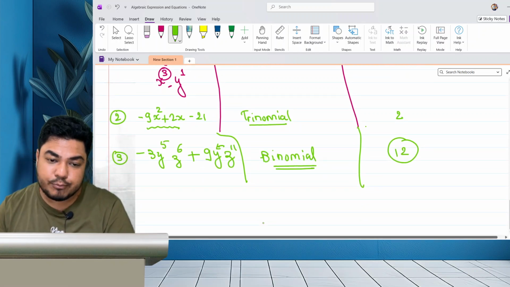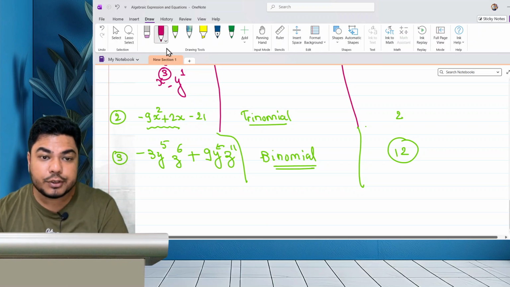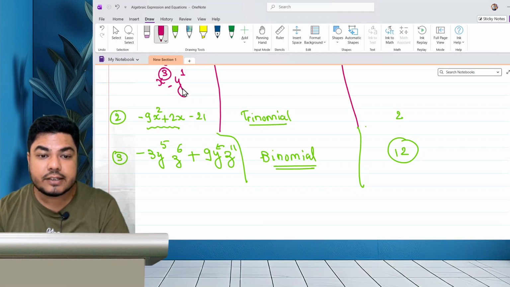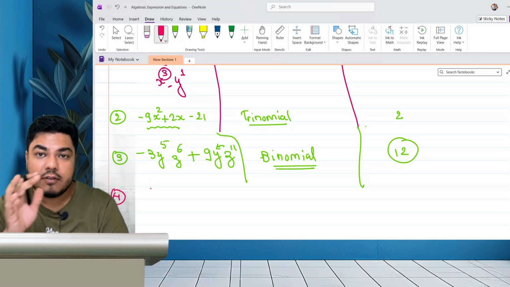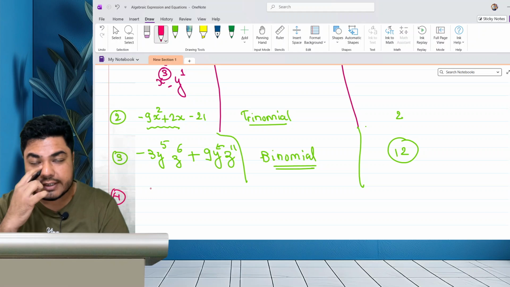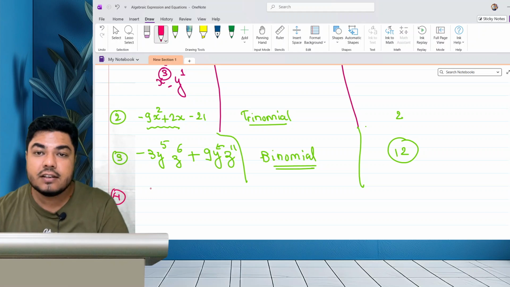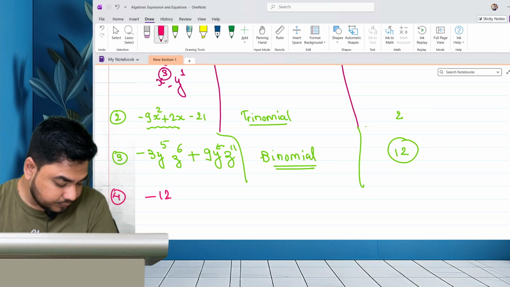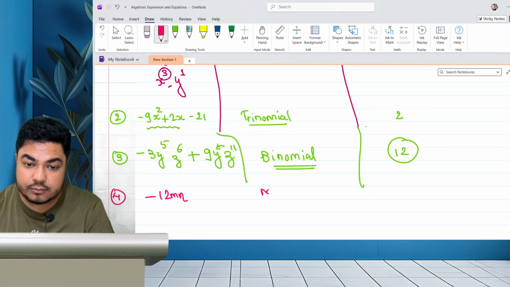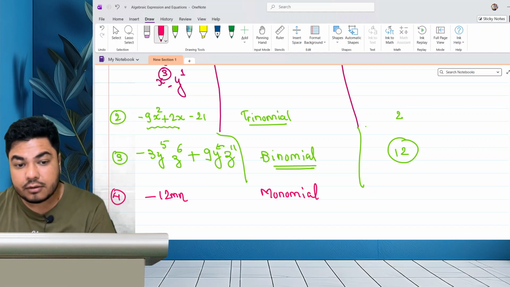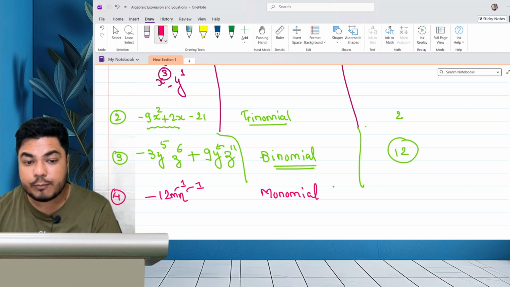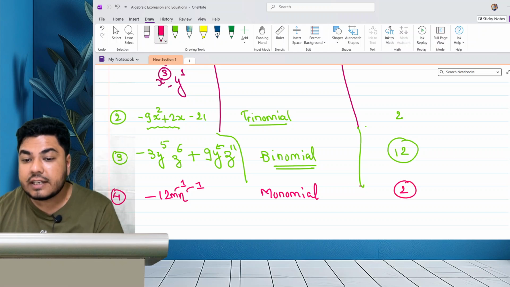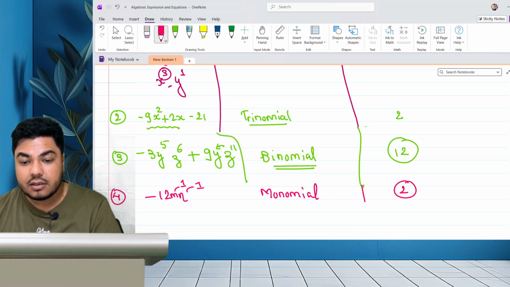And the last example we are going to see, and then we are going to end this video. In the next upcoming video, we will start solving sums and we will understand all the taught concepts of this video lesson. So I'm writing 12 mn. Again, one term, so again it is going to become a monomial. And if you see, m is having power 1 and n is having power 1. So the degree of the entire expression is going to become 2, right?